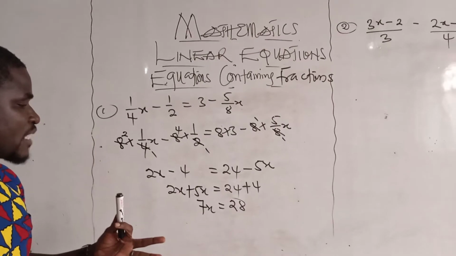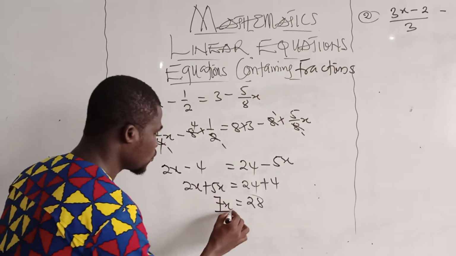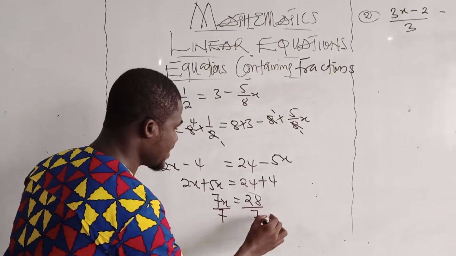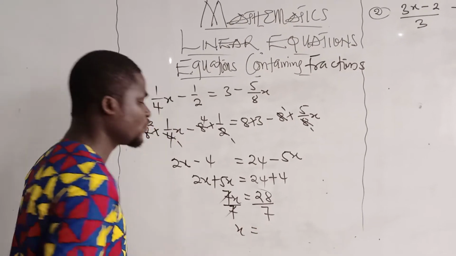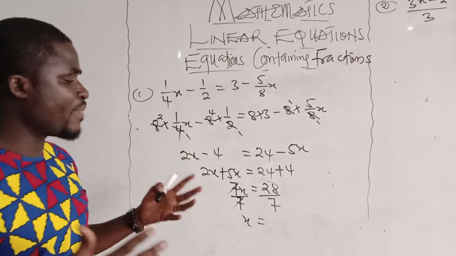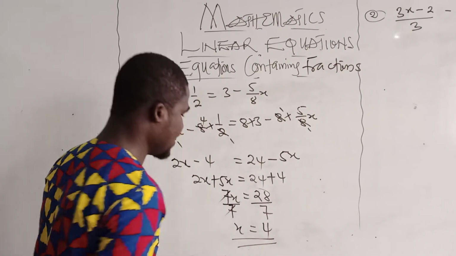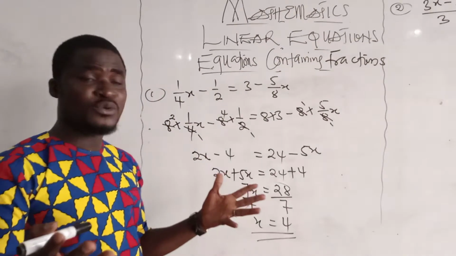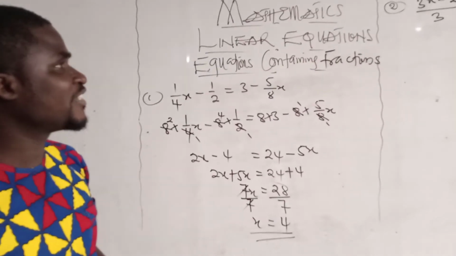We are going to divide both sides by the coefficient of x. That's 7. So divide here by 7, here by 7. 7 will cancel 7. x is equal to 28 divided by 7, which gives us 4. So this is our final answer. I hope you can represent this on your number line. That's good.